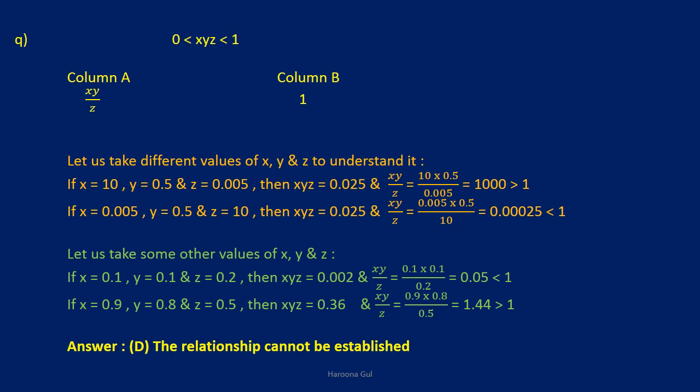Now, if we take any other value of x or y or z, we're going to get different answers for x into y over z. In some cases, it will be greater than 1. In others, it will be less than 1. So, this means that the relationship between column A and column B cannot be established. Hence, our answer will be choice D.